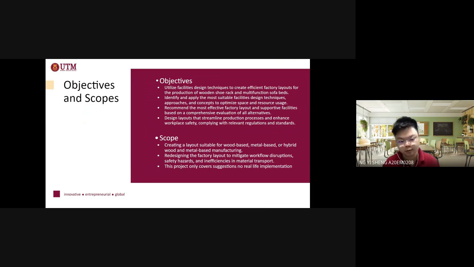There are three scopes. The first one is creating layout suitable for wood-based, metal-based, or hybrid wood and metal-based manufacturing. The second one is redesigning the factory layout to mitigate workflow disruption, safety hazard, and inefficiency in material transport. Lastly, the project only covers suggestion and no real-life implementation.